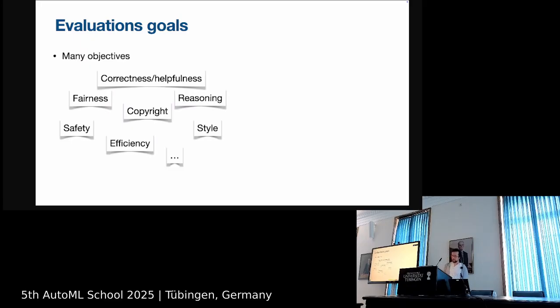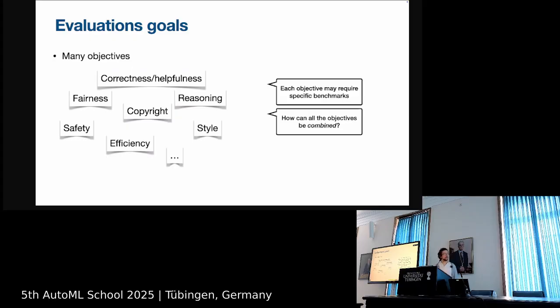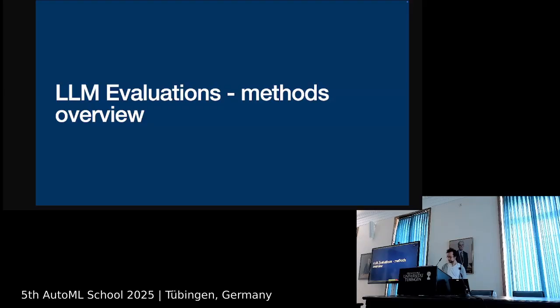Okay, so I mentioned also that you have many objectives. Those are objectives that are really present, that you want to evaluate, so many dimensions. And all of them may give you one number if you aggregate the benchmarks. So for each objective, let's say for safety, you need some benchmark. You also need them for style or fairness. And it's a big question, how do you combine all those objectives? Okay. Yes.